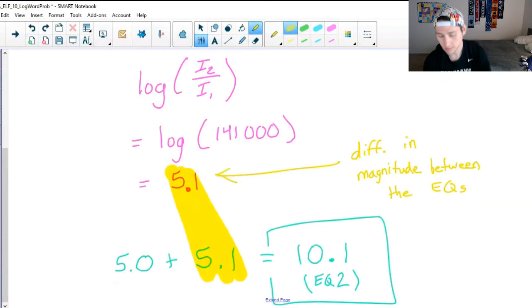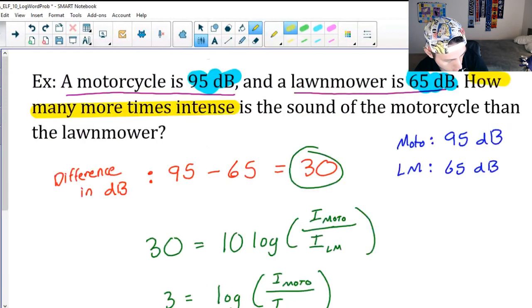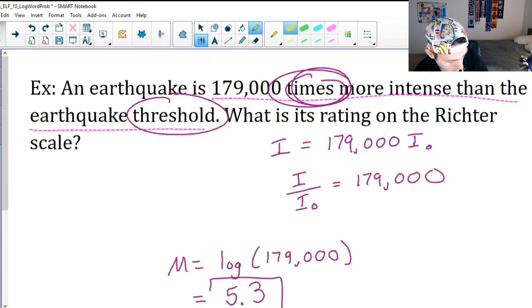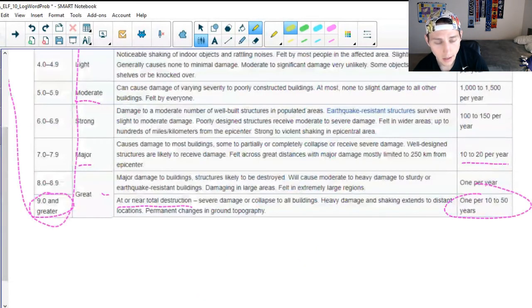Which is just absolutely horrifying. I don't know if you remember back from our chart, anything above a 9.0 is considered a great earthquake, which is total destruction. So a 10 would be just complete pandemonium. It's one of those magical earthquakes that would destroy the world, I think.